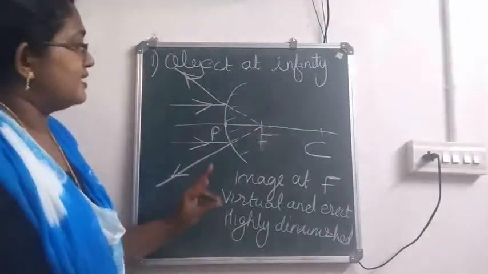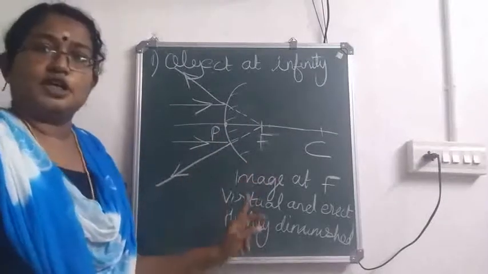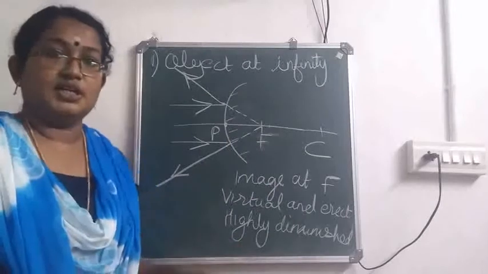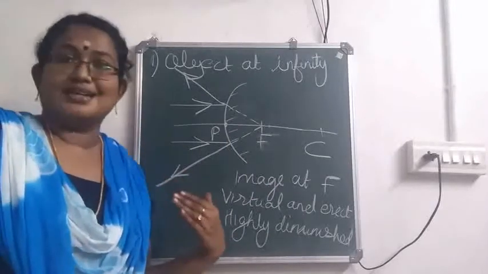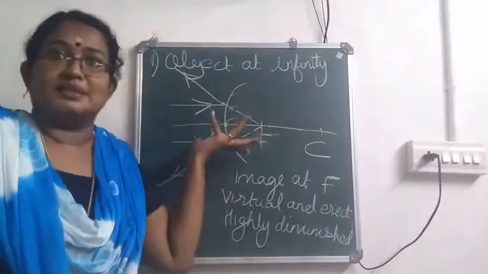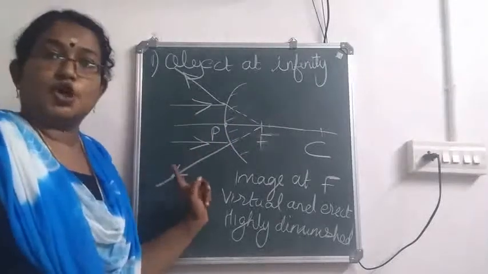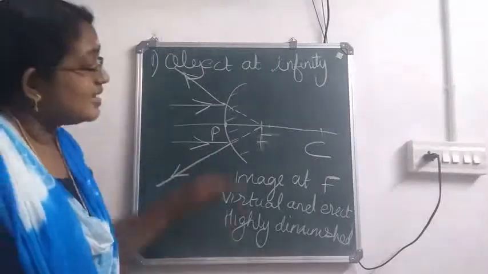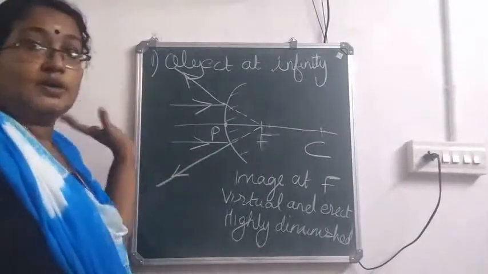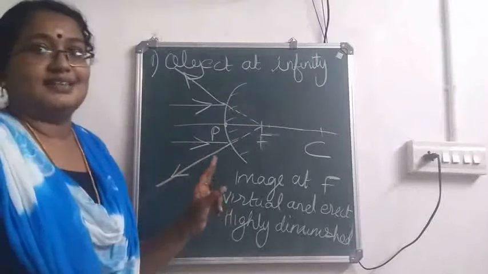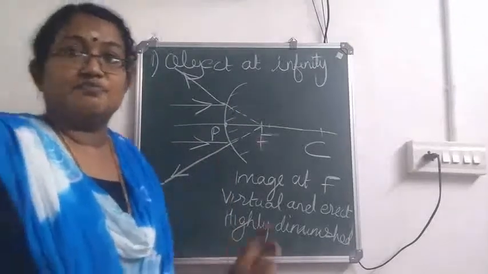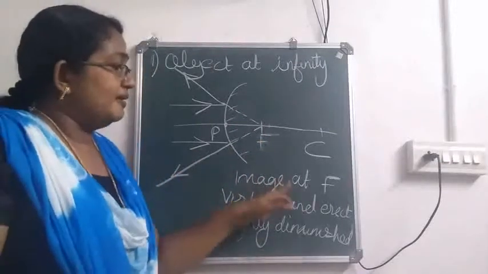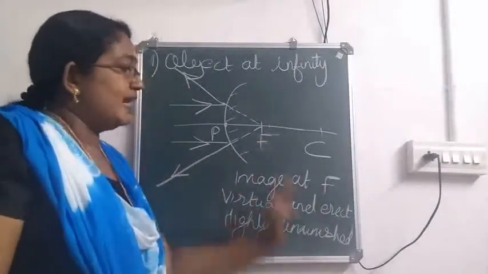So I'll say it once again. First, we will be drawing the convex mirror. Mark the pole, focus and the center of curvature. In the first case, the object is at infinity. Light rays are coming from some other part. So we don't want to draw the object. We are just considering two rays parallel to the principal axis. After reflection, it moves out. Then we are extending the light rays in the backward direction. When we extend, it meets at the focus. So image at F, virtual and erect.